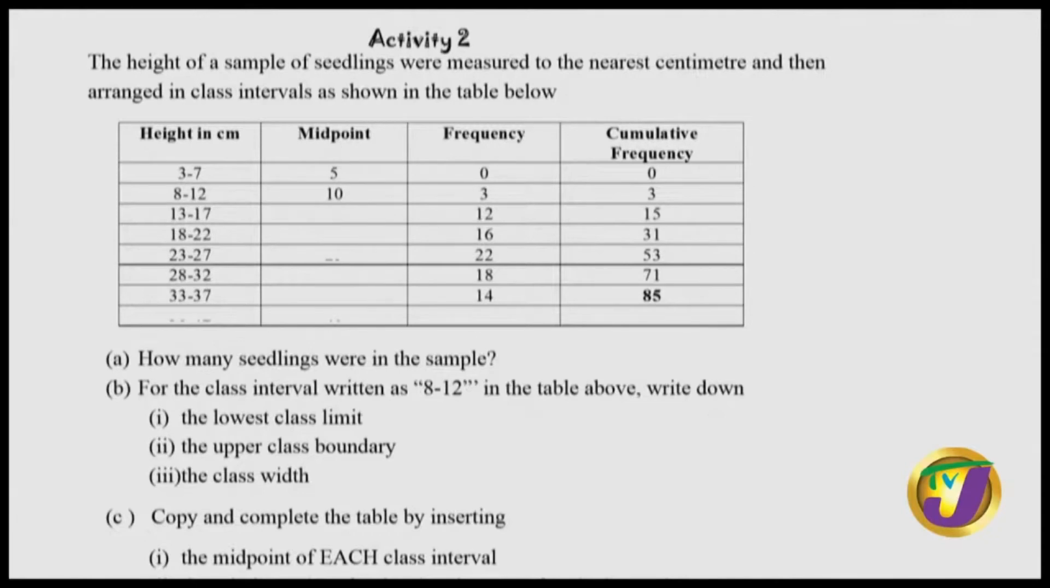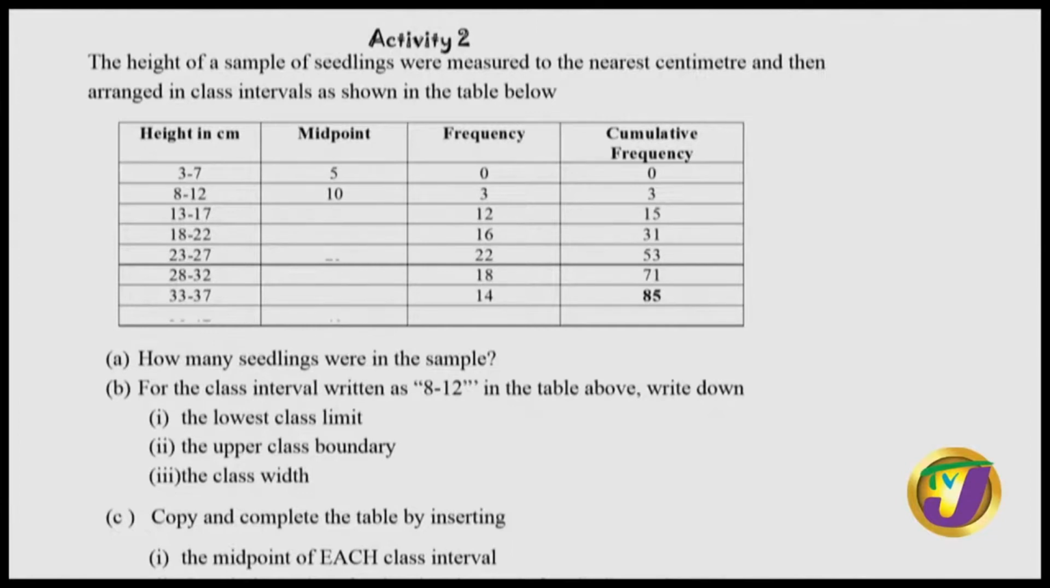Now, as it pertains to boundary, what's the difference between the limit and the boundary? Most of the time, the upper boundary of one class and the lower boundary of the next class are the same, while the limits are different. So in terms of our upper class boundary for 8 to 12, it would be 12.5. Just simply add 0.5 to the upper limit, and that will give you your upper boundary.